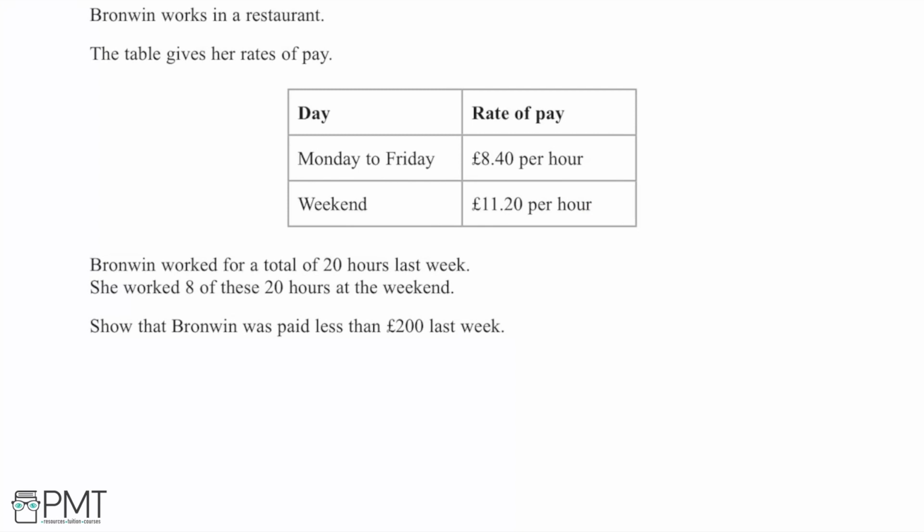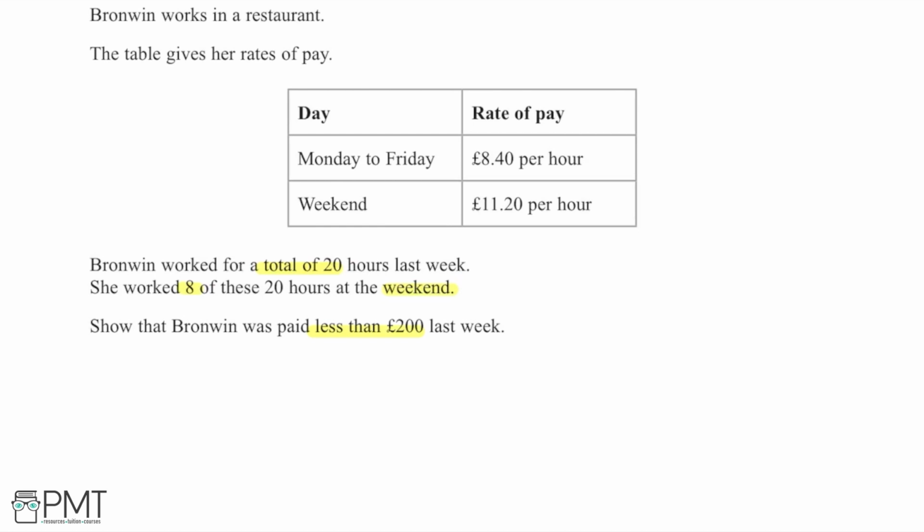We're told that Bronwyn worked for a total of 20 hours last week, and that she worked 8 of these 20 hours at the weekend. We're asked to show that Bronwyn was paid less than £200 last week. So a good way of doing this is going to be by calculating how much she was paid last week. So we can work out how much in total she was paid by calculating how much she was paid on the weekend and then in the week time.